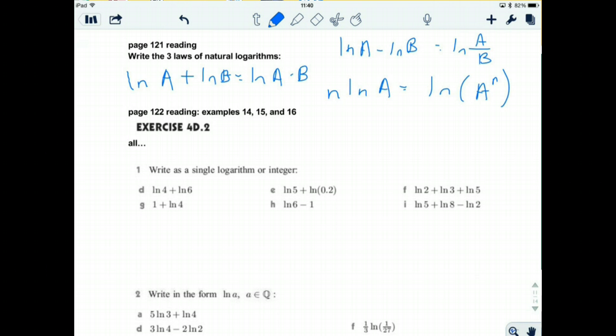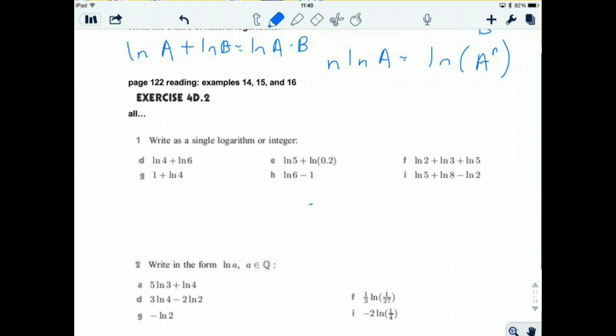Okay, so we're going to use these three to do these exercises here. I've already filtered these exercises, so we're going to do all the ones that are on the page. So for D, write as a single log or an integer. The log of 4 plus the log of 6. So if we have the sum of logs, that's this law here, we're going to multiply 4 and 6 together. So that's the same thing as the natural log of 24.